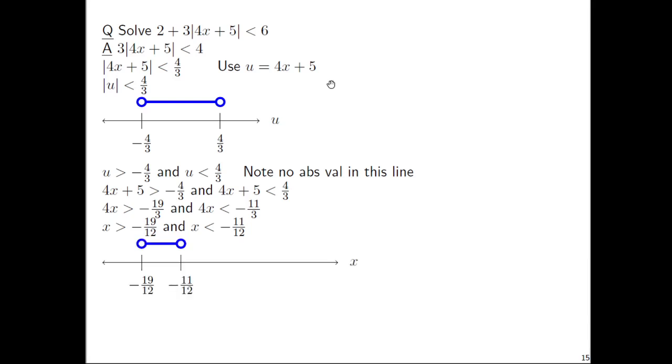So we can draw that on a number line diagram. Looks very lopsided, sorry, but both of the numbers are negative, so they're just drawn tilted quite a bit over to the left side of this. And then we can write this in interval notation as well, as parenthesis negative 19/12, comma, negative 11/12 parenthesis.